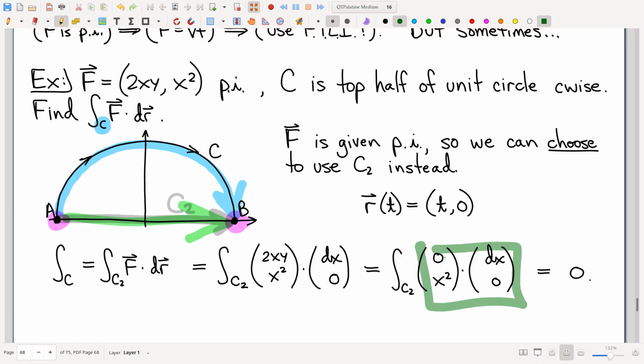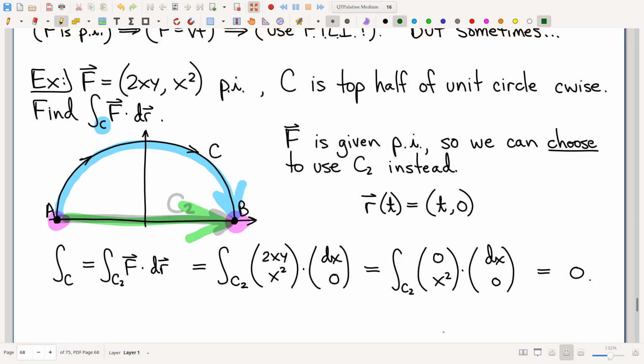Are you dotting it with r prime of t? With dr. But dr is r prime dt. Okay, and if you were to do it with r prime dt, you would just dot it with 1, 0? Yep, that's right. It'd be 1, 0, and then times dt. So that will give you the integral of 2xy dt. And y will still be 0, because you got to plug in. So yeah, you get the same result.